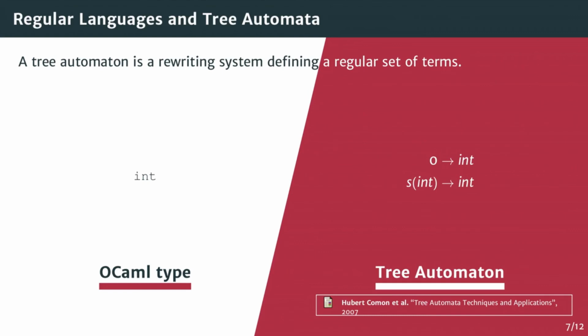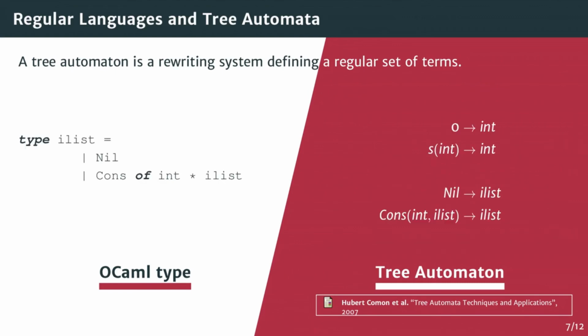Here is, for instance, on the right, the tree automaton recognizing every natural number, which can be used to partially represent the int type in OCaml. The rewriting rule defines that 0 rewrites into int because it is an int, and s of int, a successor, is also an int. In fact, tree automata can model any algebraic data type of OCaml. Here is the tree automaton for the following type of integer list. It defines two more rules for nil and cons that closely match the OCaml type definition.